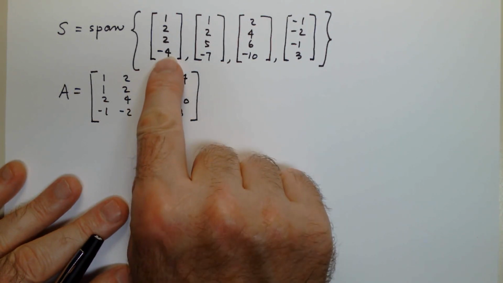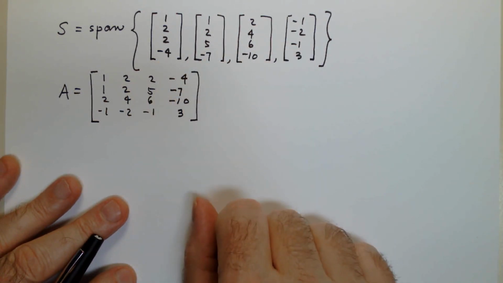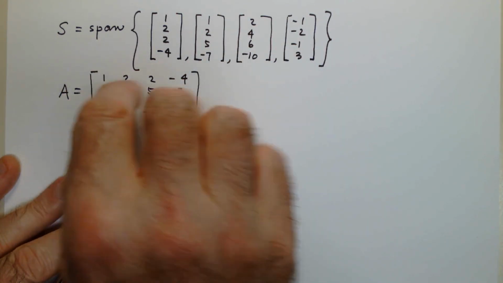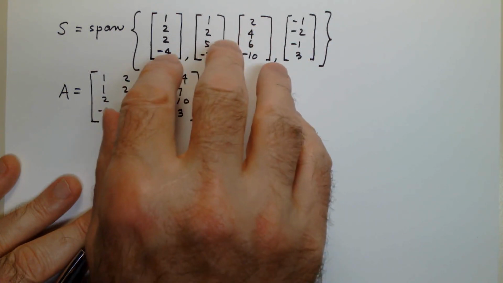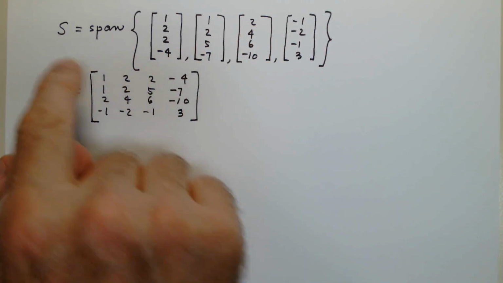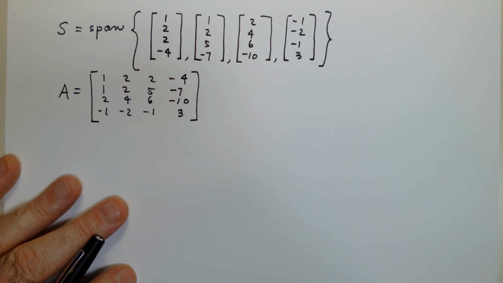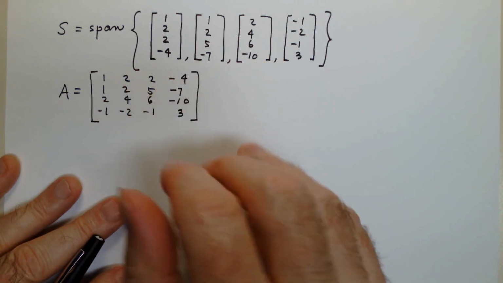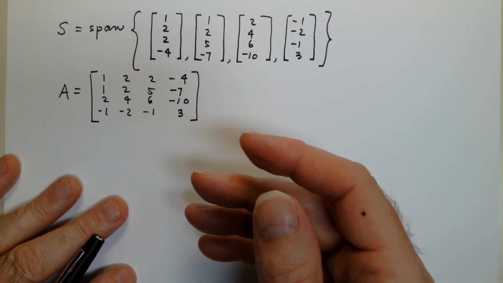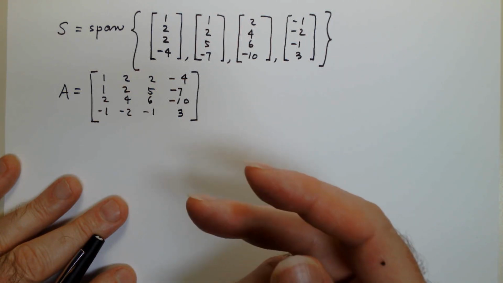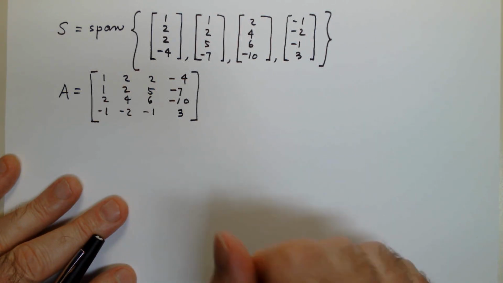Now, in this problem, we've been given four vectors in R4, and we're looking at the span of those four vectors. That's going to be some subspace in R4, which I'll identify as S. And this problem asks us to produce a basis for S. So that's a spanning set that is linearly independent.